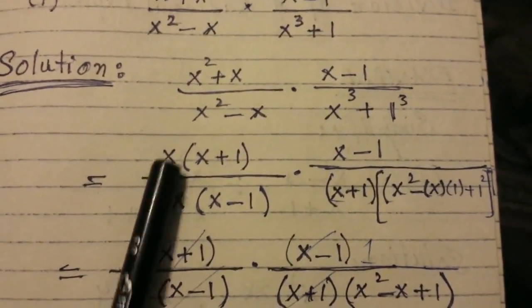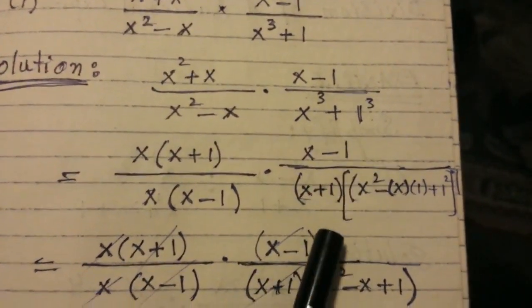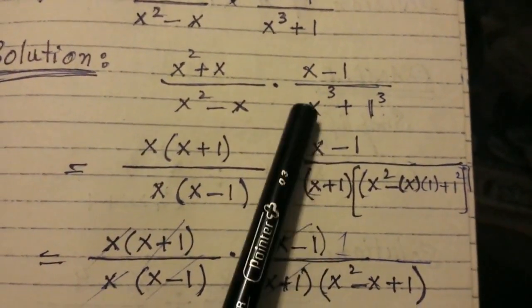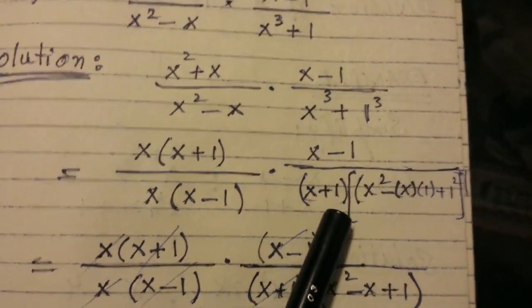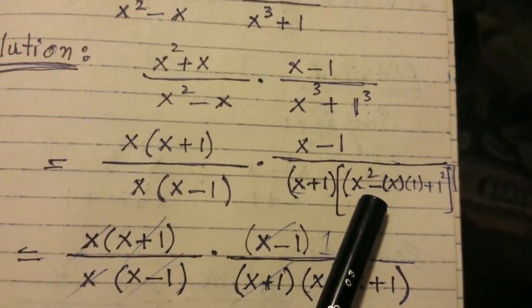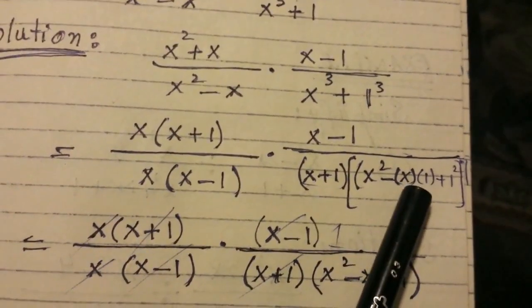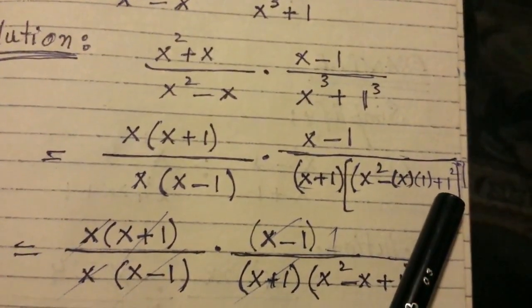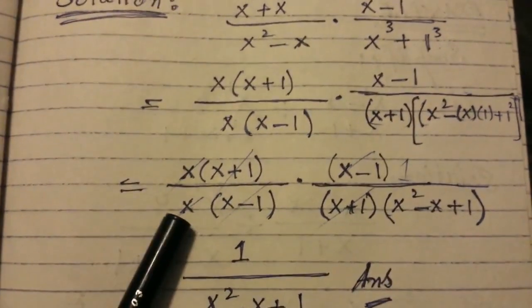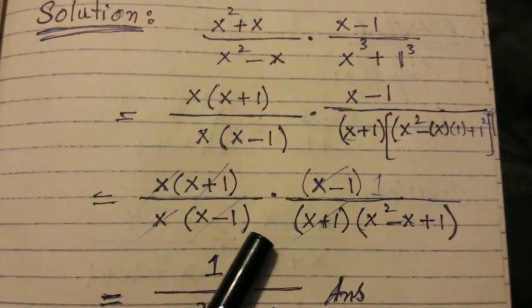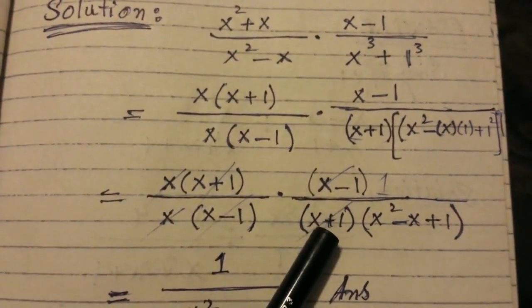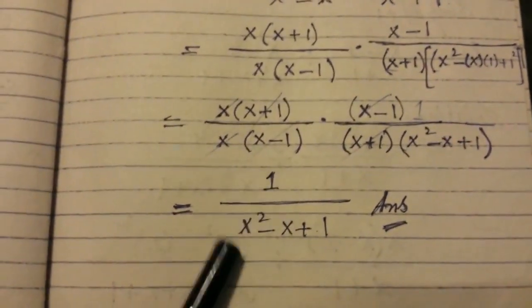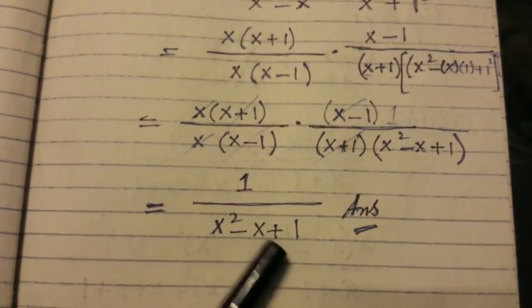And we can apply the cube formula here. The cube of first term plus the cube of second term equals first term plus second term, the square of the first term minus the product of the first and the second term plus the square of the second term. Here x cancels out with x, and here x minus 1 cancels out with x minus 1, and x plus 1 cancels out with x plus 1, and we are left with 1 over x square minus x plus 1, and that is the end of this question.